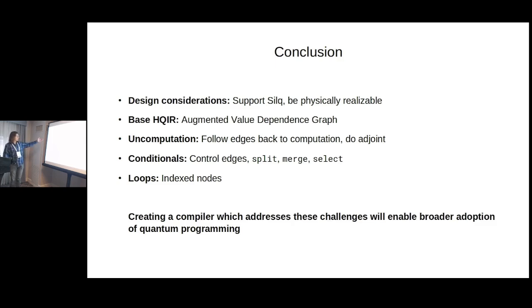Then we saw the base version of our high-level quantum intermediate representation for straight-line programs. We saw how we can do uncomputation in it. We saw how we can extend it with support for conditional operations using control edges and split, merge, and select operations. And finally, we saw how we can implement loops using indexed nodes. And I believe that by having a compiler that implements these things and being able to support high-level quantum languages, we will enable broader adoption of quantum programming. Do you have any questions?